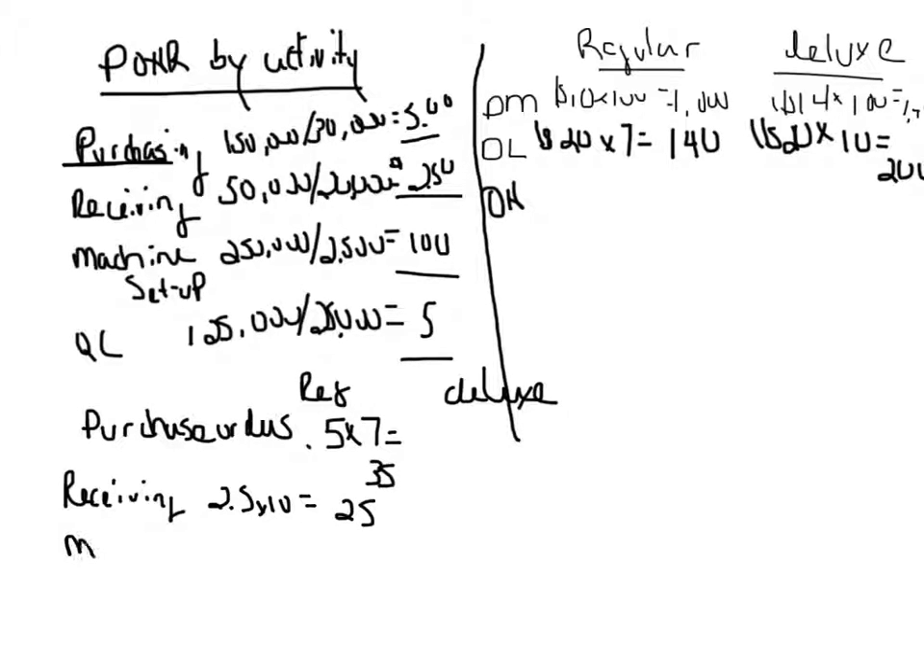And then we have machine setup. Jasmine, what would this one be? Machine setup for regular is 300, for deluxe is 400. We had the $100 that we're using, and the machine setup was 3, so we have 300. Everybody see where these numbers are coming from? Yes.